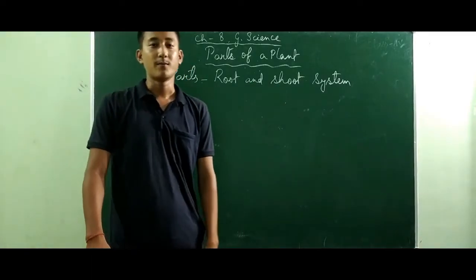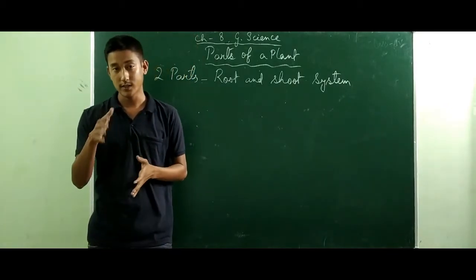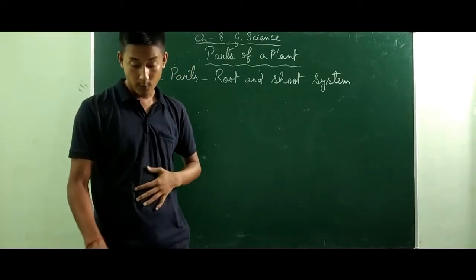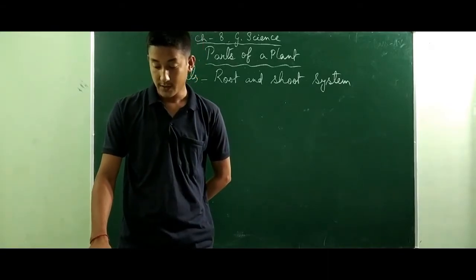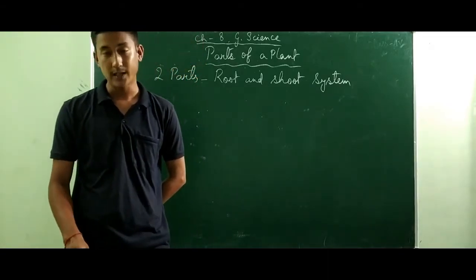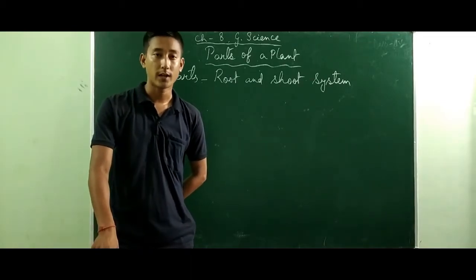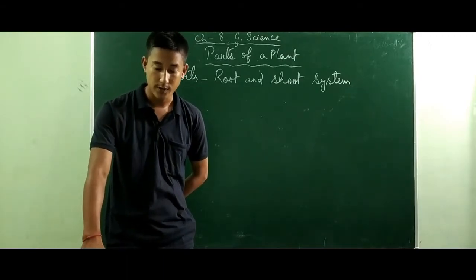The root system is below the ground. You can find that the root system is below the ground, and the shoot system is above the ground. In your book you can see there is a picture on page number 50, that is the parts of the plant. You can find there are two systems, the shoot and root system. Here the root system is below the ground and the shoot system is above the ground. First of all, let's study about the root system.